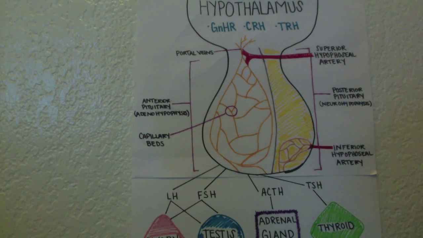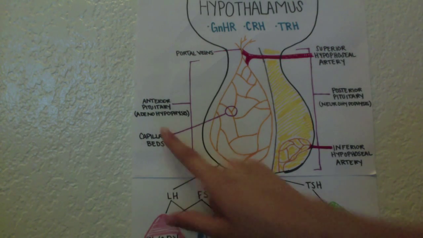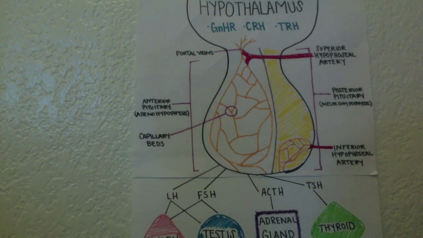Another major part of the portal system is the anterior lobe of the pituitary, which is also known as the adenohypophysis. The adenohypophysis receives the releasing or inhibiting hormone and produces and secretes its own hormones, which go to different organs of the body containing the receptors for the hormone being released.